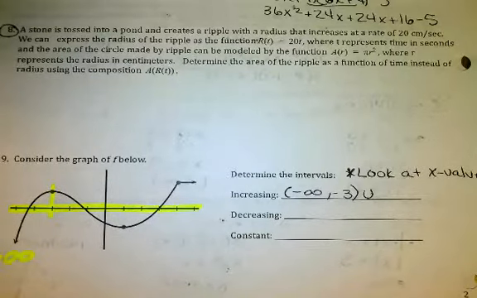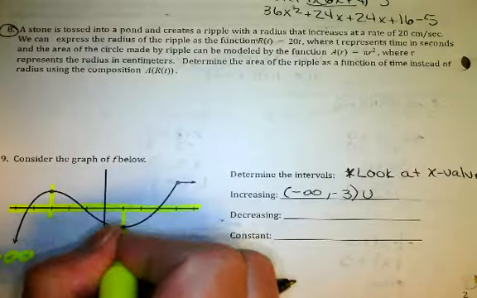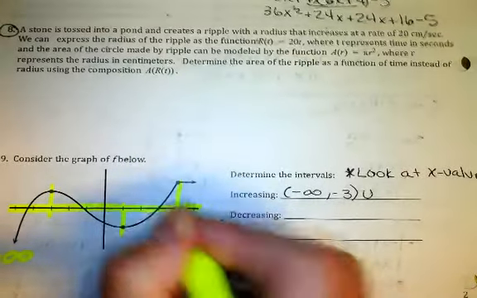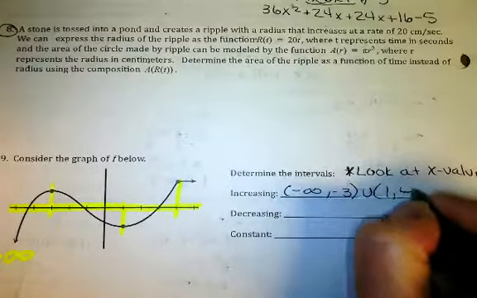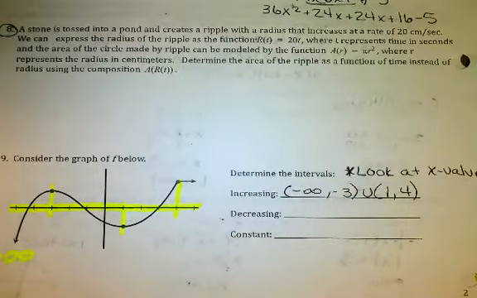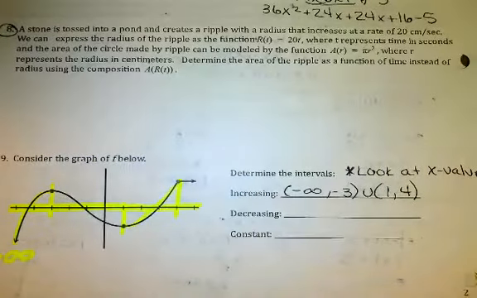All right, now I also see it increasing right here. So it's increasing here also from 1 all the way to right here. So that's 1 to 4. Okay, so that's my increasing. So this was an increase, and this was an increase.